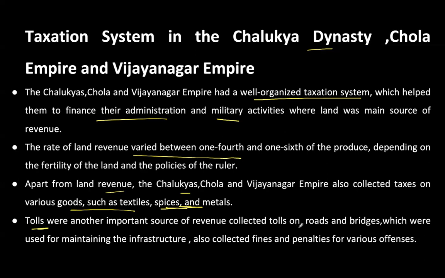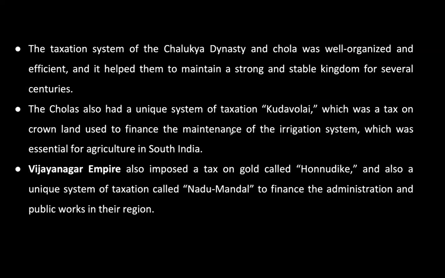Tolls like we have to pay even today for the roads and the bridges that we use. Or even on infrastructure. So these can be taken up. So examples, these are the elements which we have today also. So Chalukya dynasty and Chola, they were well organized, helped to maintain strong, stable kingdoms and even their army.